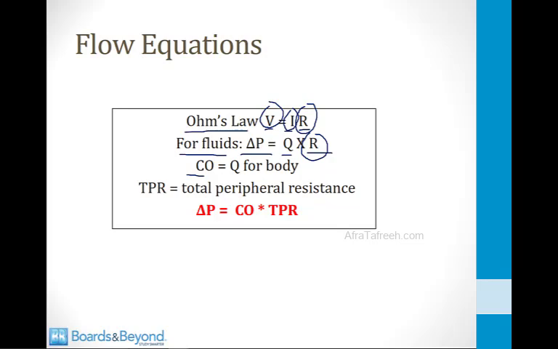So when we're talking about the body as a whole, the change in pressure as blood flows through the body is equal to the cardiac output times what's known as the TPR. TPR is total peripheral resistance. It's the sum of the resistances to flow of all the vessels in the body. If we put this all together, we get the flow equation, which says delta P equals cardiac output times TPR. We'll be coming back to this more and more throughout the course of this video.